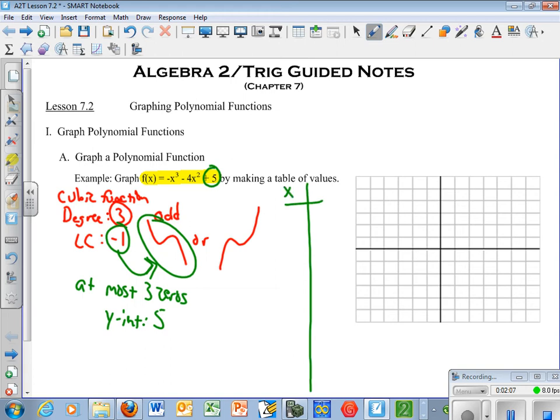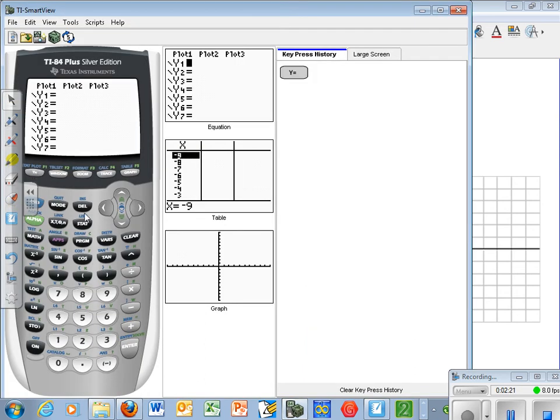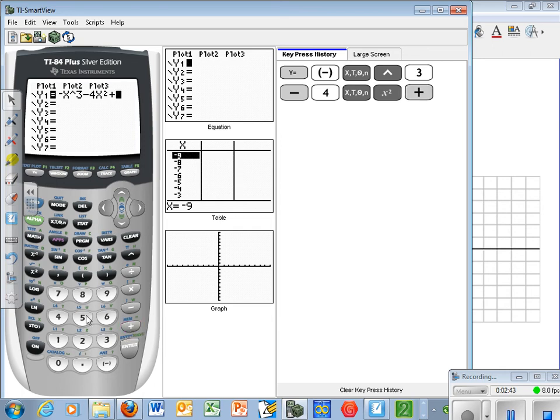Alright, so now let's make an xy table, or an x and an f of x table. And we're going to use our calculator, and we're going to plug this into y equals. So let's go ahead and do that. Hit your y equals, and we're going to plug in our equation here, which is negative x, and I'm just going to hit my power key for x cubed. So negative x cubed minus 4x squared plus 5. I'll go ahead and hit enter.